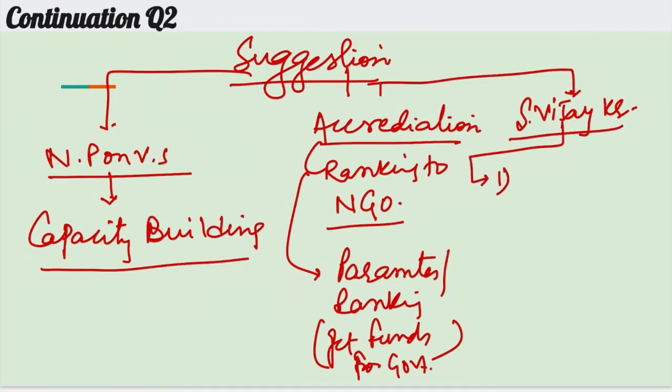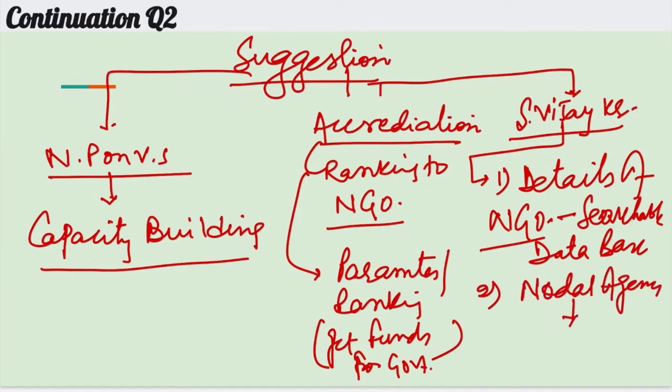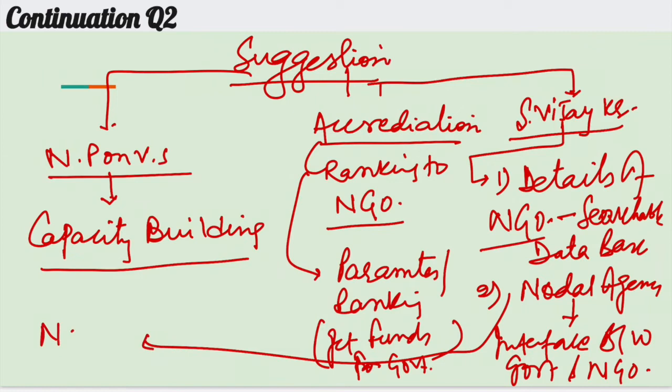Now, lastly, you can talk about the recommendation given by the S. Vijay Kumar committee. This committee says that all the details of the NGO should be in a searchable database. Second, there should be a nodal agency to oversee the government interface, or you can say there must be a nodal agency to look after the interface between the government and NGO. And till the time you are not establishing any nodal agency, Niti Aayog can administer the interface between the government and the NGO.